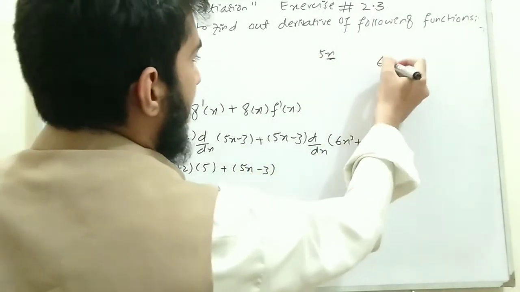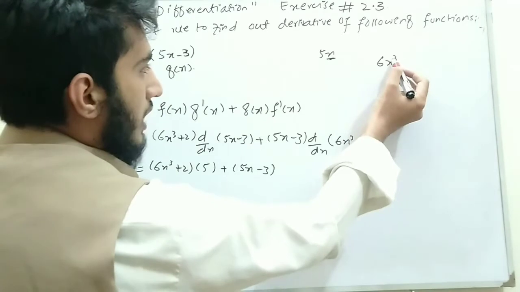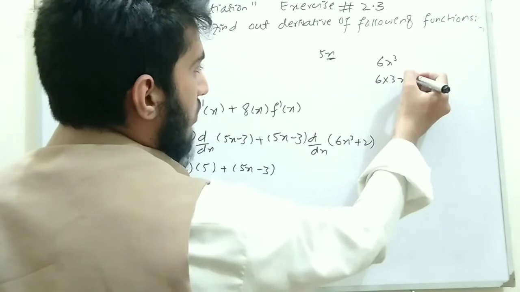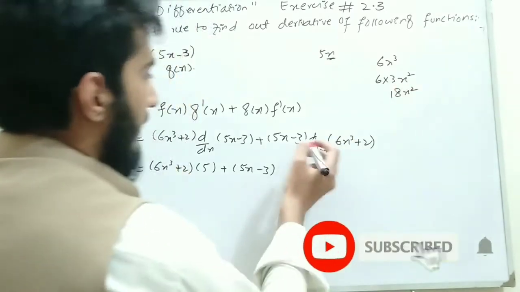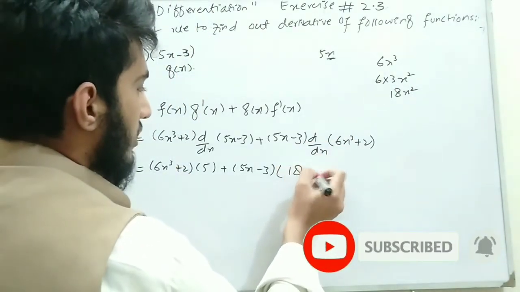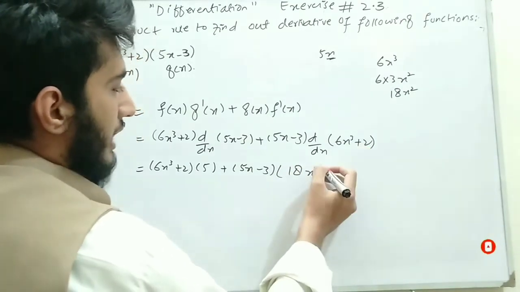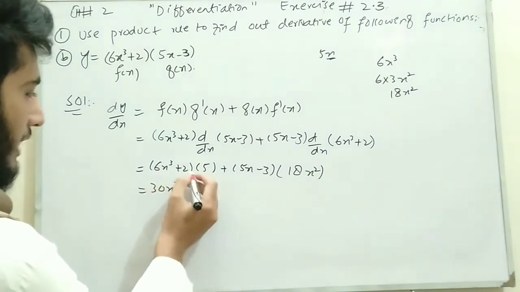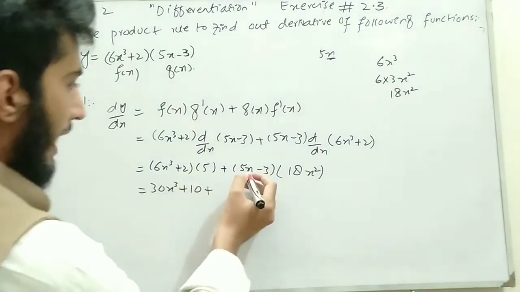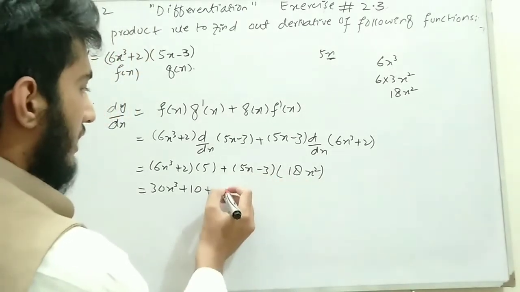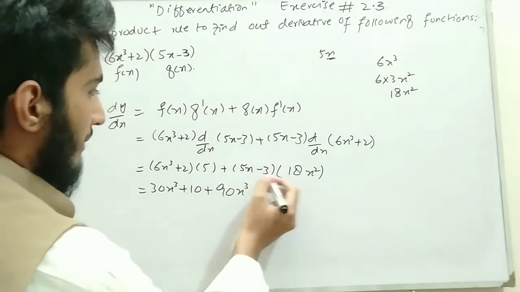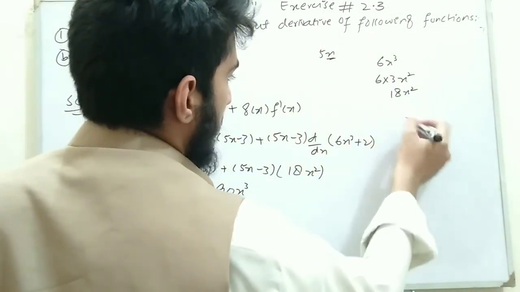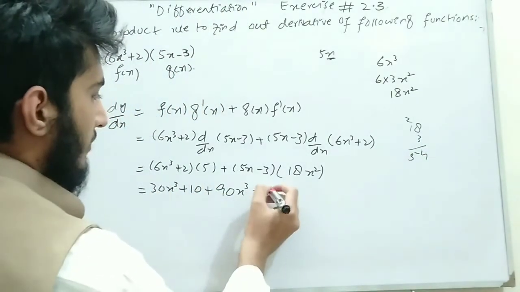Plus 5x minus 3 multiply the derivative of 6x cube. According to the generalized power rule, 3 will come to the front and multiply with 6, and in the power we subtract 1. So 3 minus 1 gives us 2, so it becomes 18x square. The derivative of 6x cube is 18x square and the derivative of 2 is 0, as it is a constant. After simplification, 5 multiply 6 gives us 30x cube, plus 2 multiply 5 gives us 10, plus 5x multiply 18 gives us 90x cube, and minus 3 multiply 18 gives us 54, so minus 54x square.